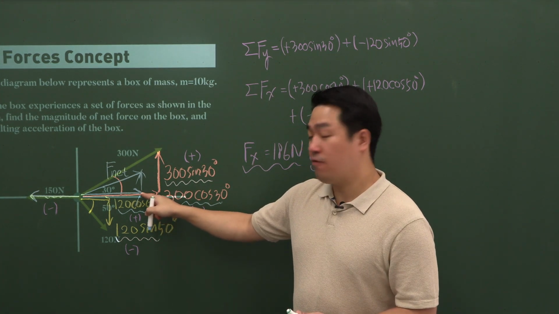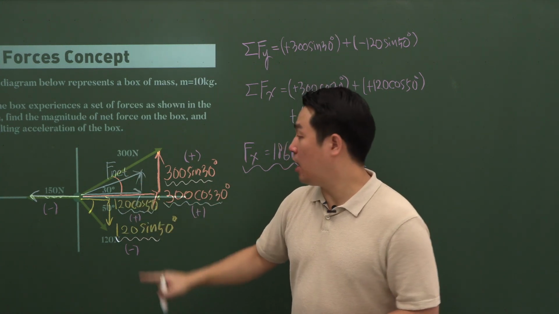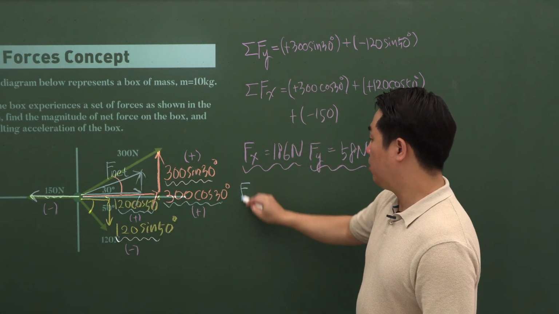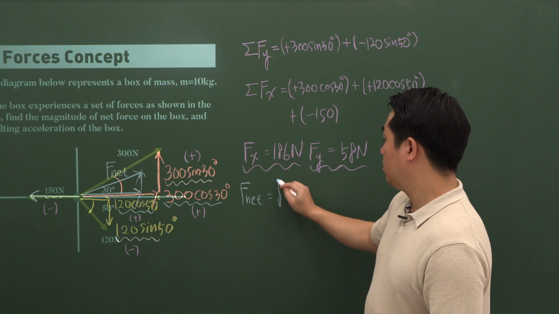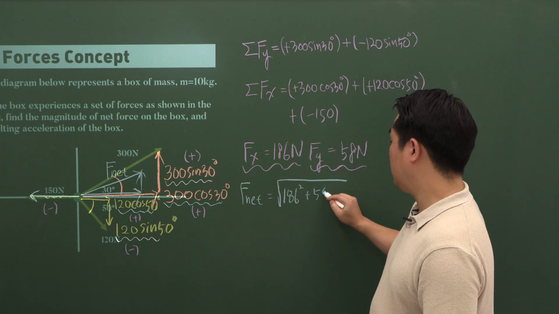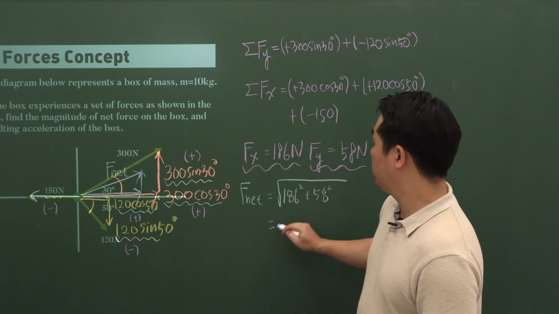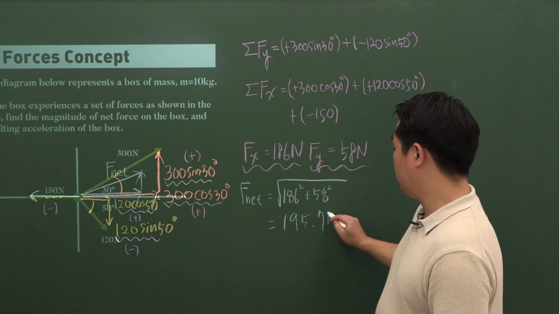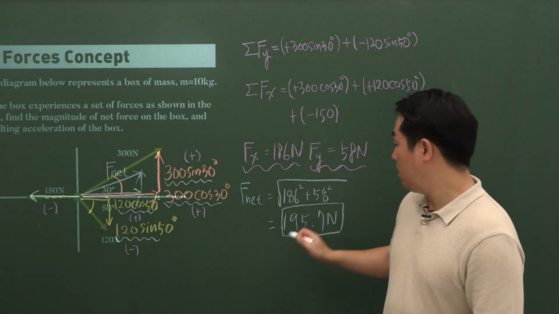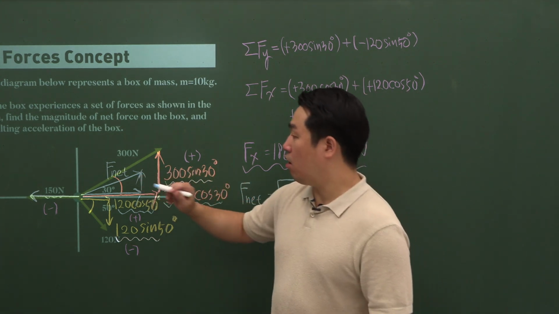Now, I've found my Fx and Fy, so how do I find my F net? Using the hypotenuse calculation. I know the base and height, so I can know the hypotenuse. How do I calculate that? It's simple. F net is equal to the square root of 186 squared plus 58 squared. When you calculate this, you're going to get F net equal to 195.7 newtons. So I know my net force magnitude is 195.7 newtons. So I know how strong my net force is.